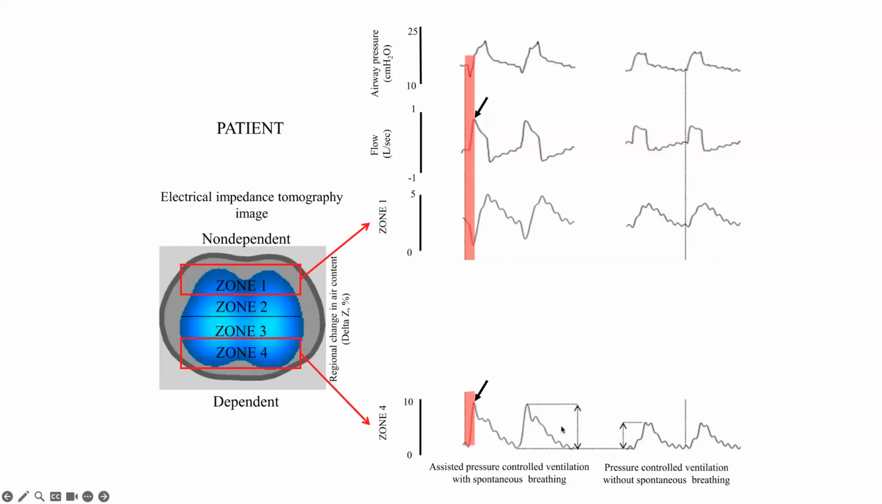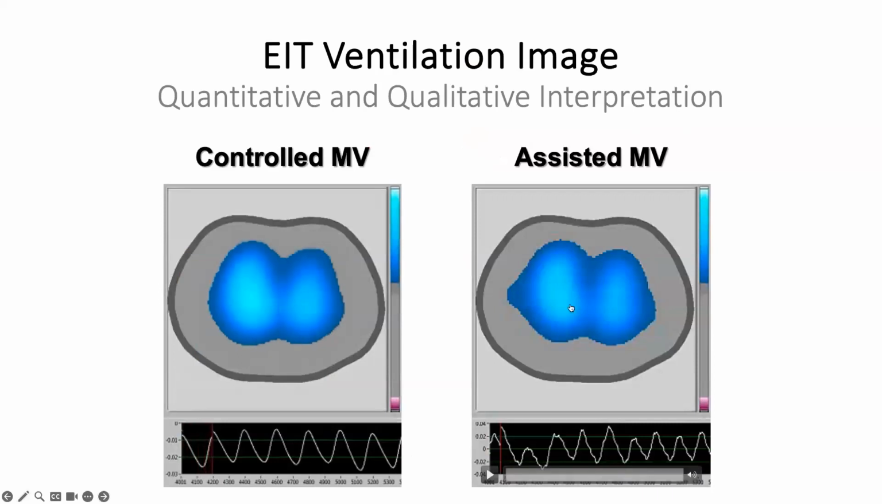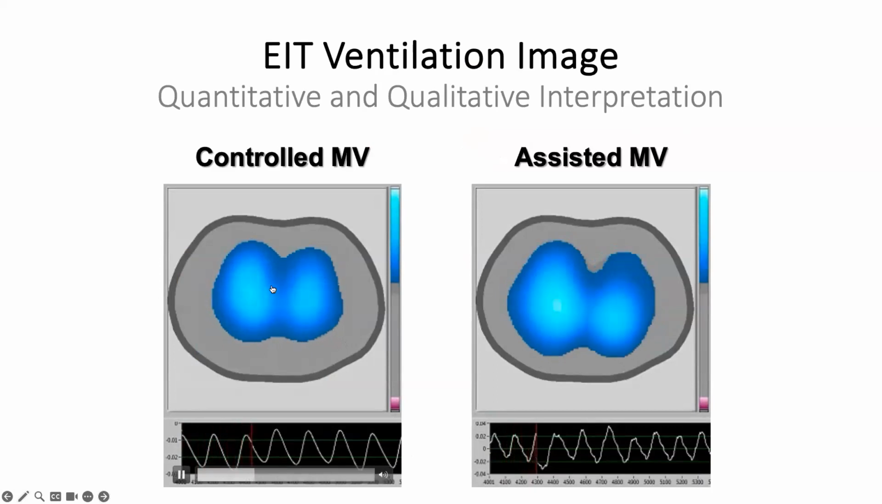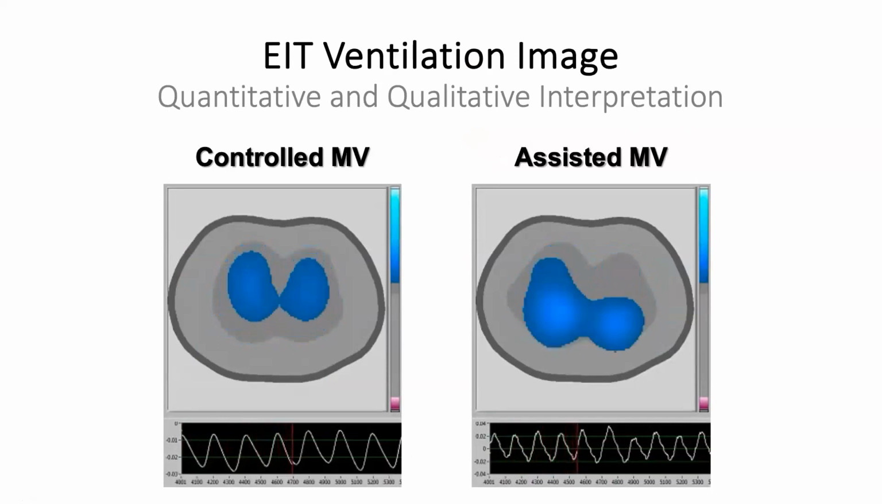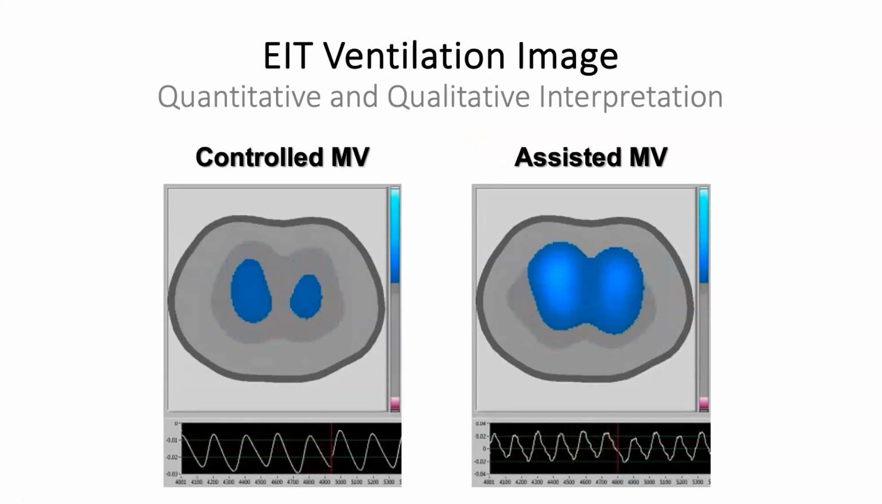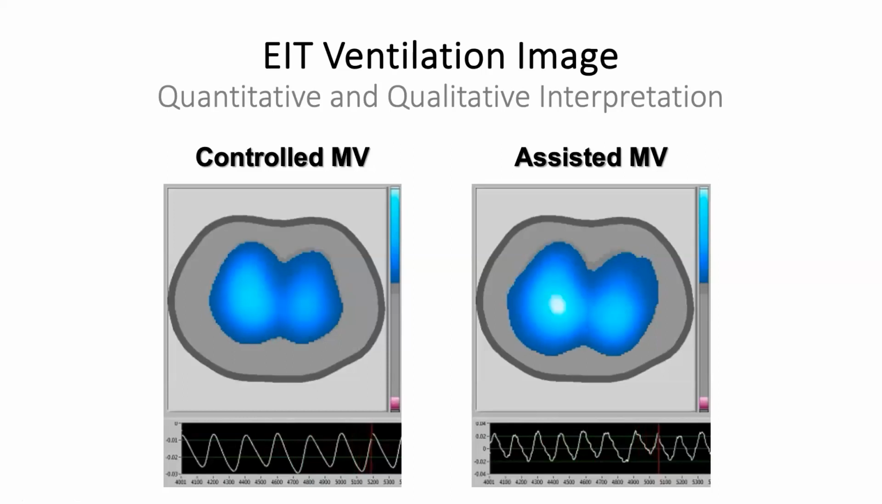And the result of that is that the dorsal part is overstretched during spontaneous ventilation compared to controlled mechanical ventilation. This is an example of ventilation distribution during controlled mechanical ventilation and assisted mechanical ventilation. As you can see, the pattern is completely different. During control, the ventilation distribution is much more simultaneous and synchronous, and during assisted ventilation with a strong inspiratory effort, the ventilation distribution starts in the dorsal part of the lung and then moves to the ventral part of the lung.